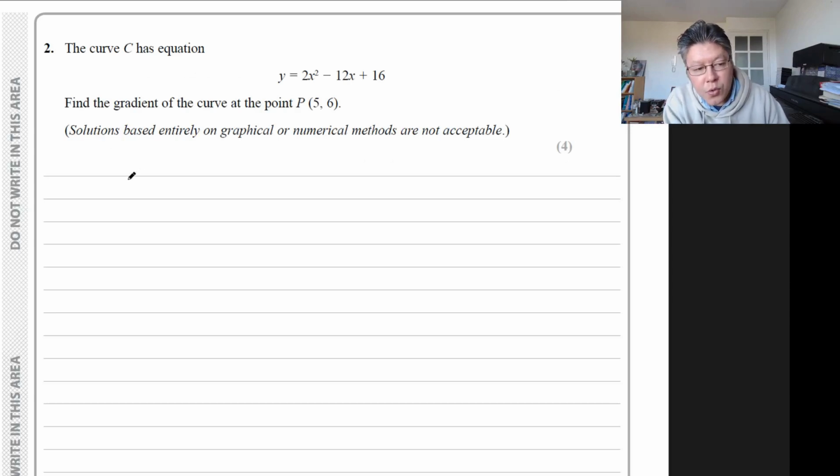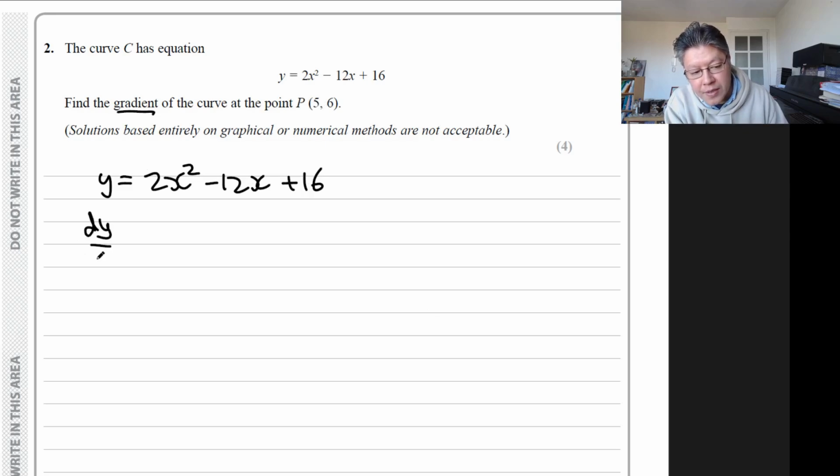Okay, so in this question we're given a function y equals 2x squared minus 12x plus 16, and we need to find the gradient of the curve at the point 5, 6. So we're going to have to differentiate this first. So we get dy dx equals 4x to the 1, and then minus 12, and the 16 disappears.